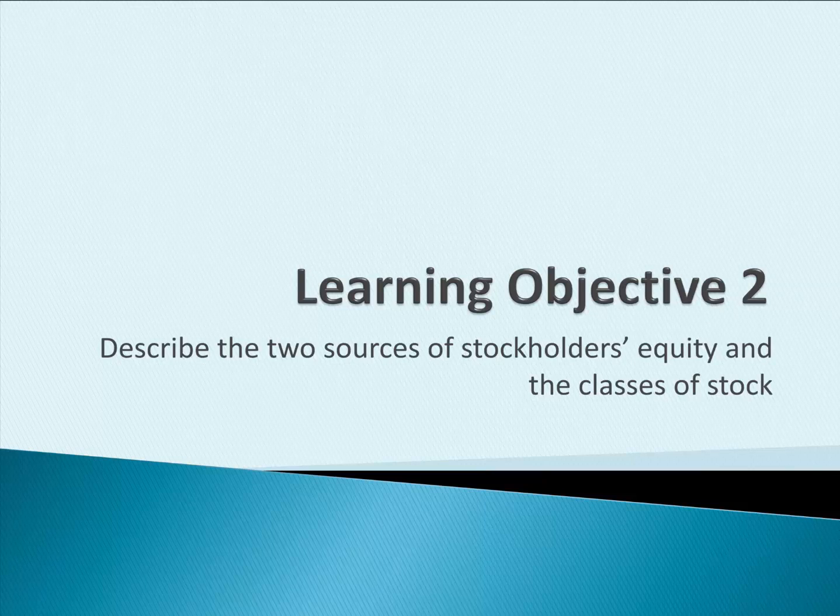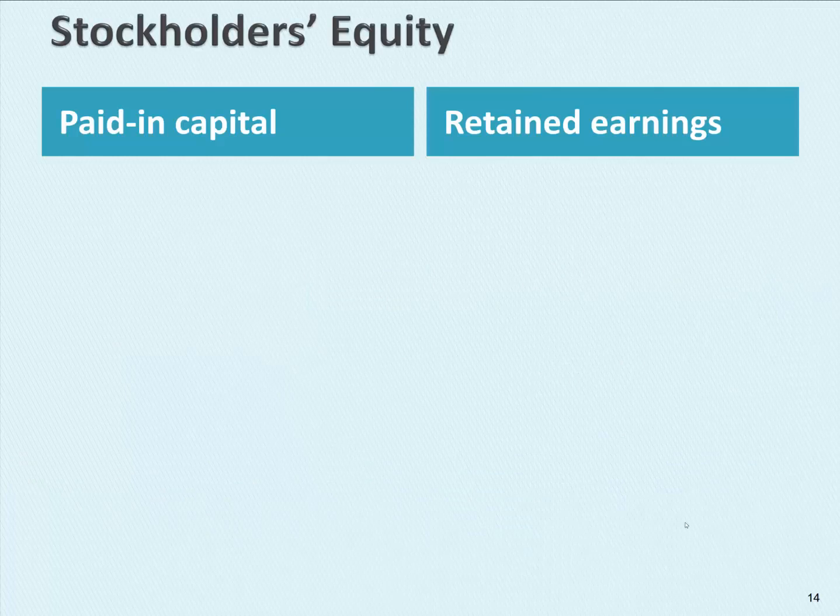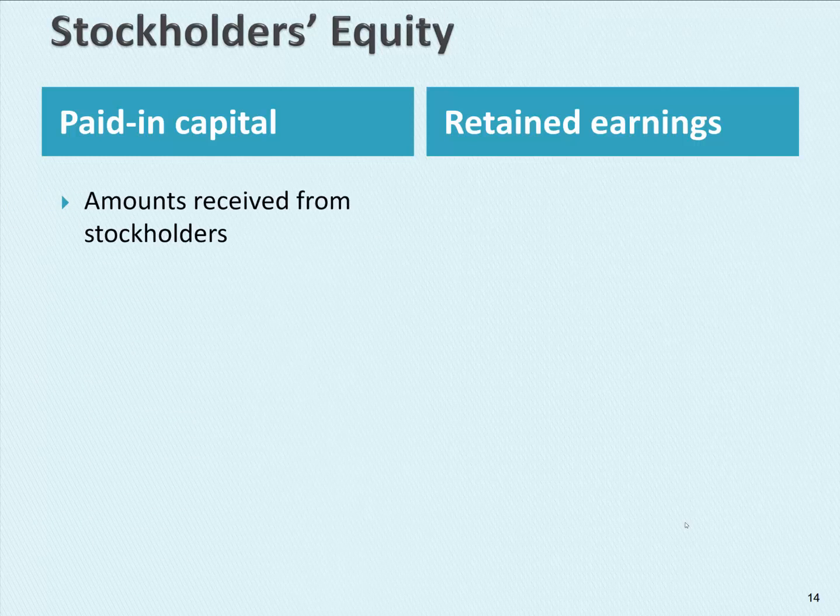The next learning objective is to describe the two sources of stockholders' equity and the classes of stock. The two basic sources of stockholders' equity are paid-in capital and retained earnings.